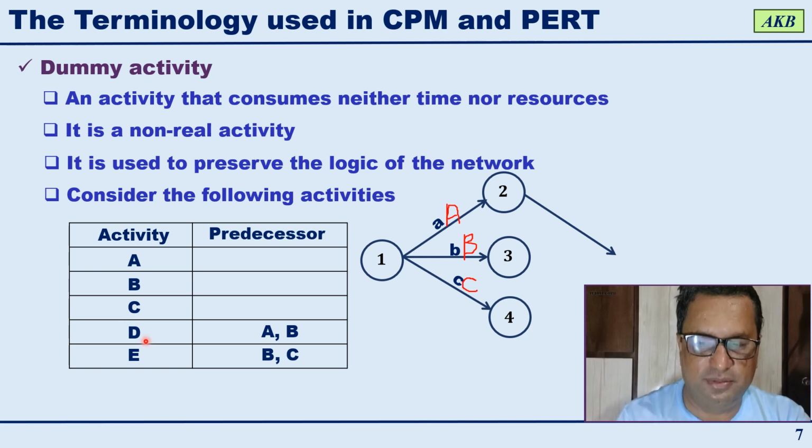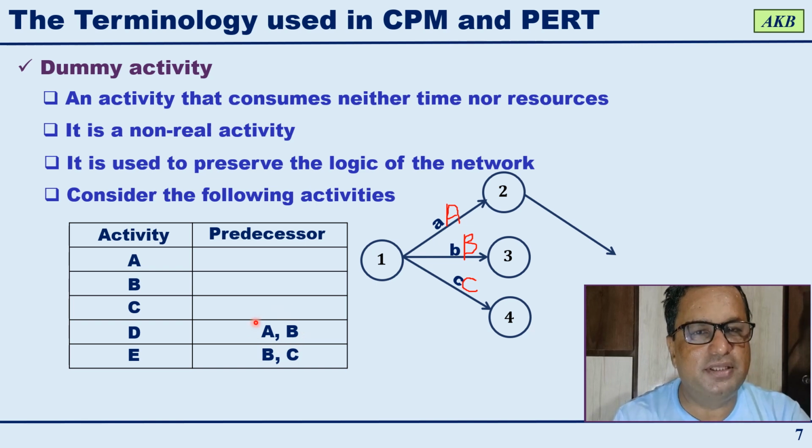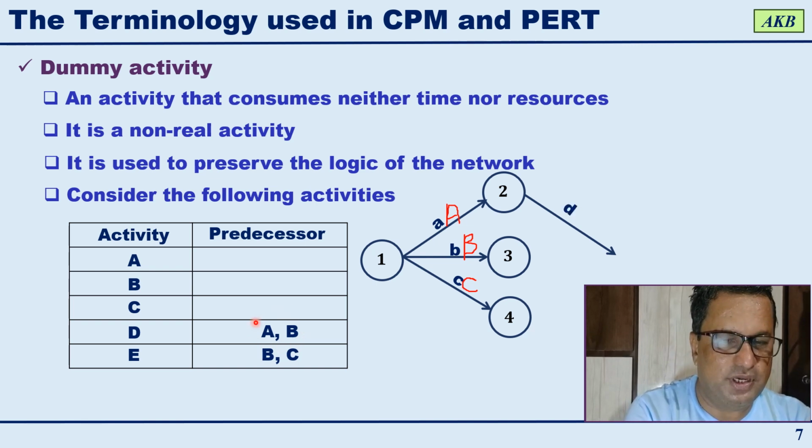Okay. Now the other concept. Next, before you can start activity D, the condition is activities A and B should be completed. So accordingly you have to show it. So activity A is getting completed.